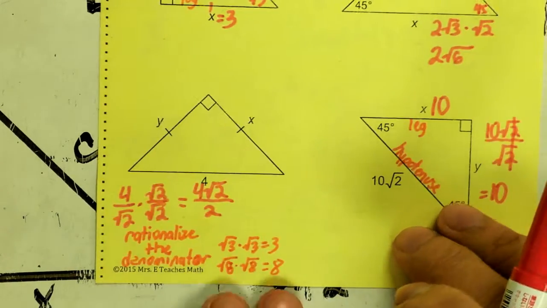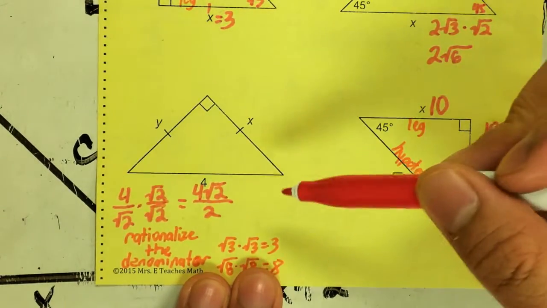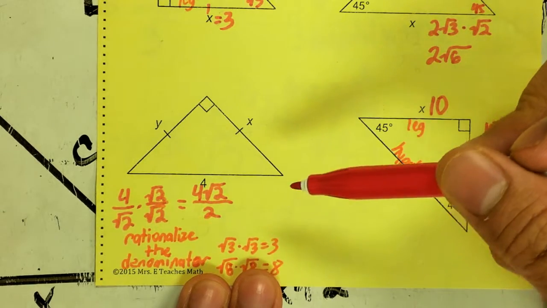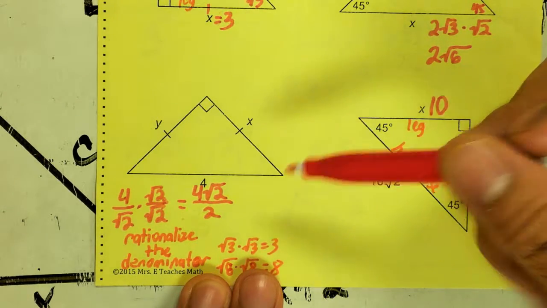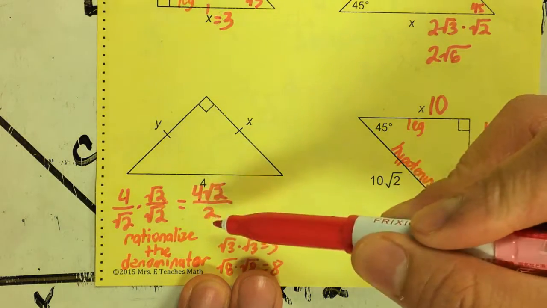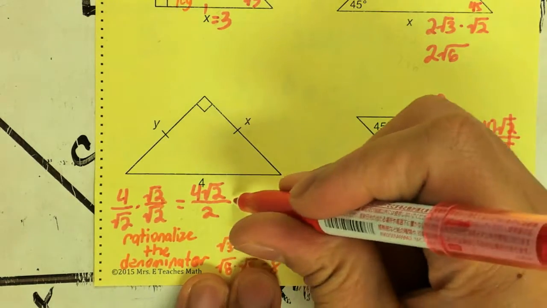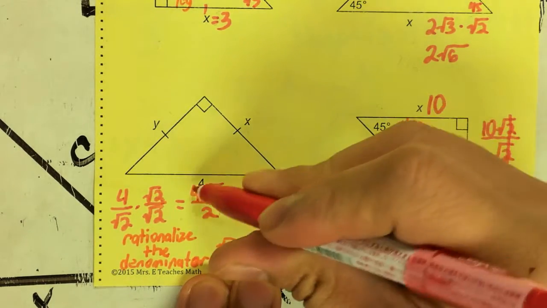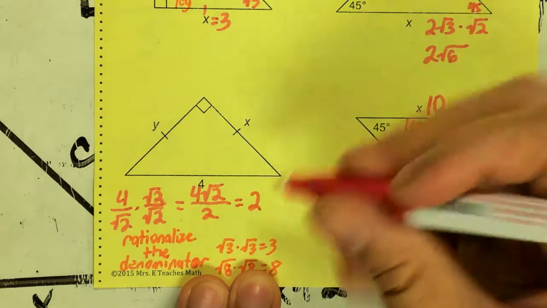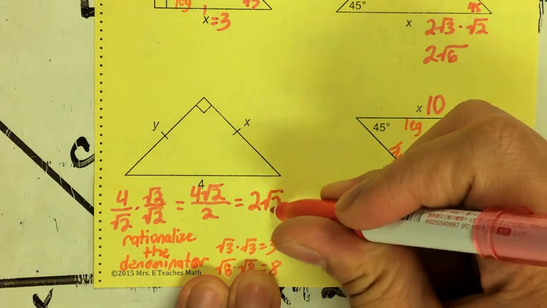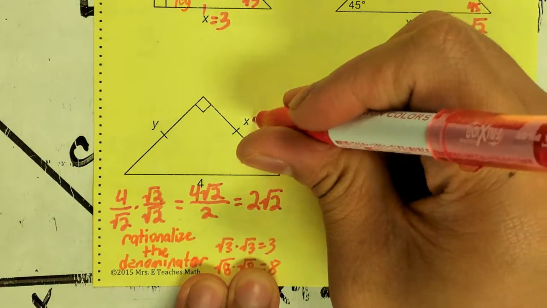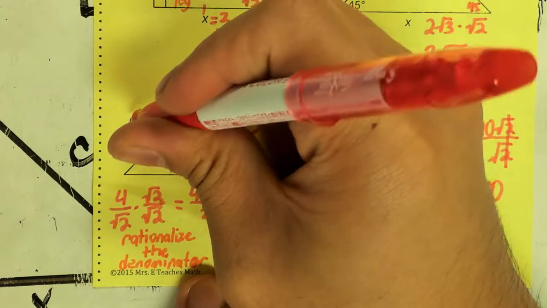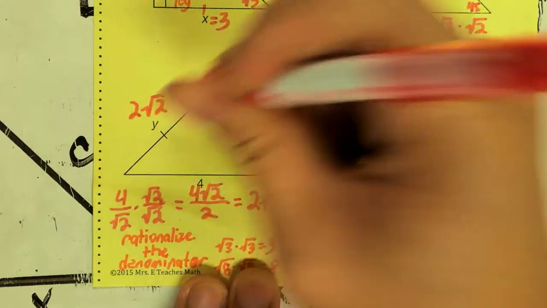Okay? Last step. If there's a fraction, you still have to check: can we simplify this fraction? Yes, 4 halves, we can simplify that. 4 divided by 2 is 2, and then we still have a square root 2 attached at the end. So 2 square root 2 and 2 square root 2.